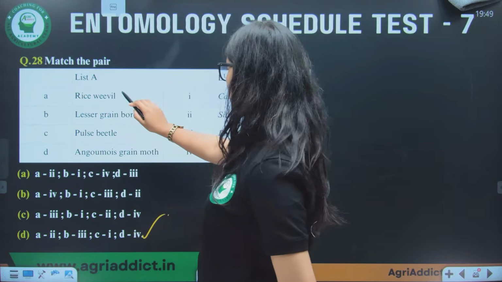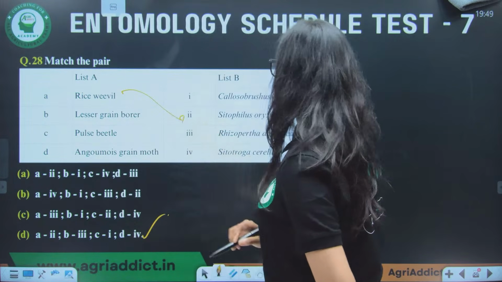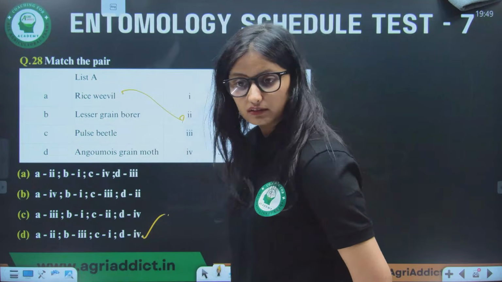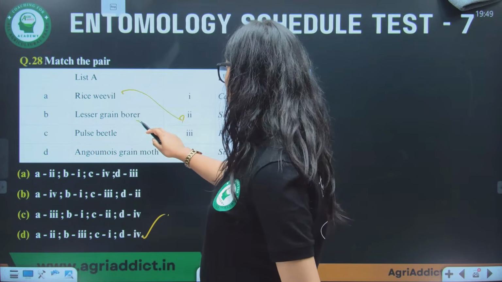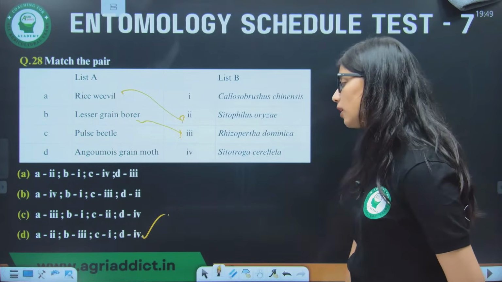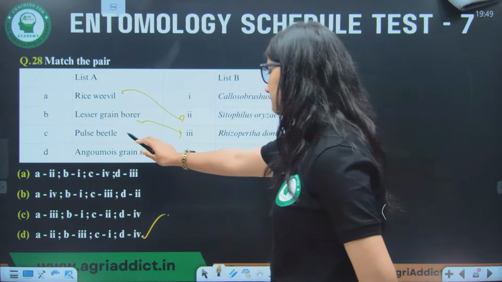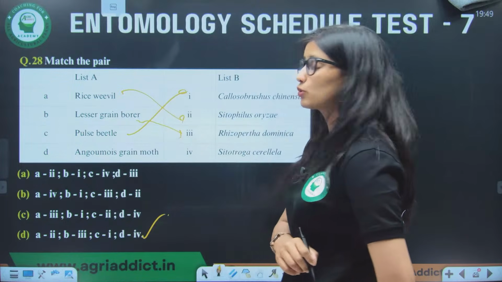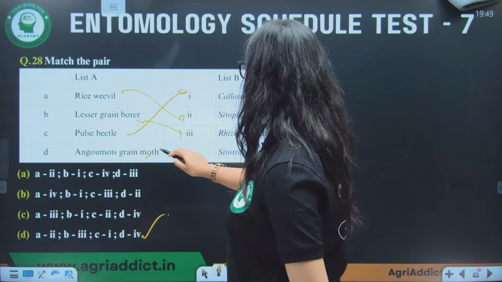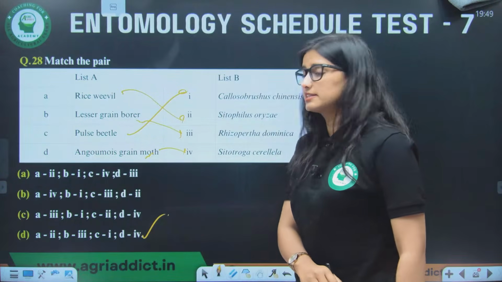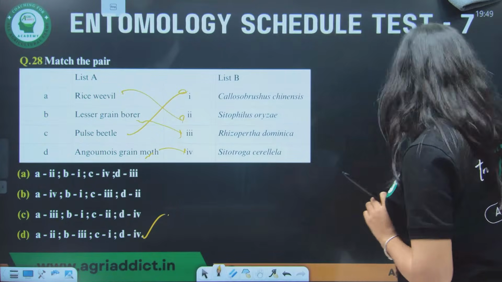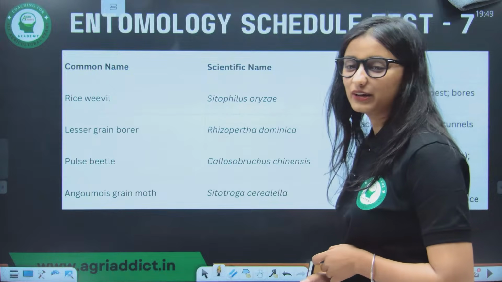So what about this rice weevil? This is Sitophilus oryzae. Very good, very good. And what about this lesser grain borer? We discussed in the last. This is Rhyzopertha dominica. What about this pulse beetle? This is Callosobruchus chinensis. Okay, what about this Angoumois grain moth? This is Sitotroga cerealella. Very good. D is the correct answer. You are answering nicely today. Very good.